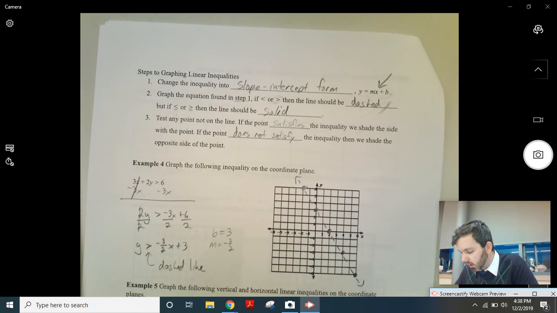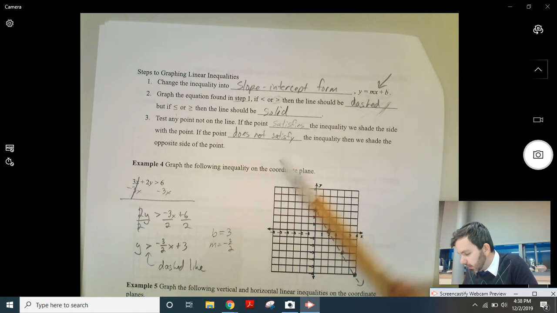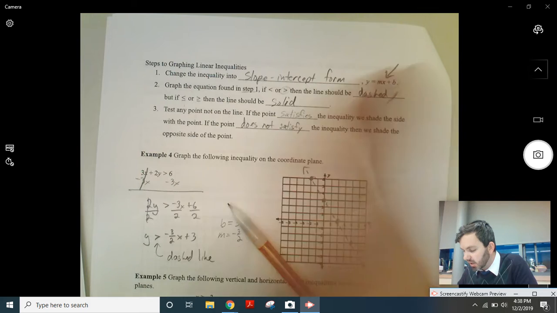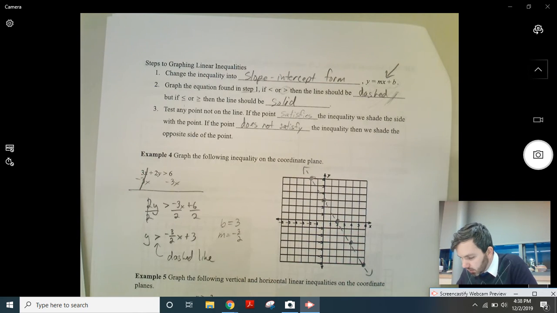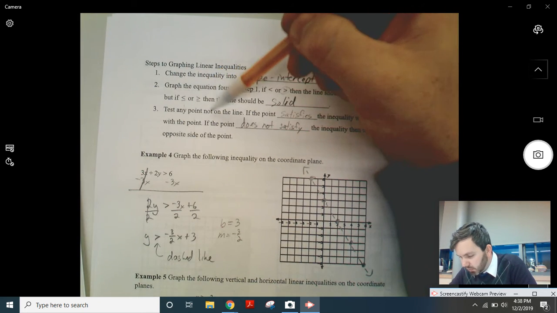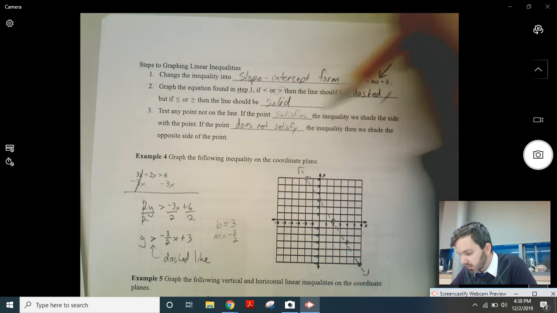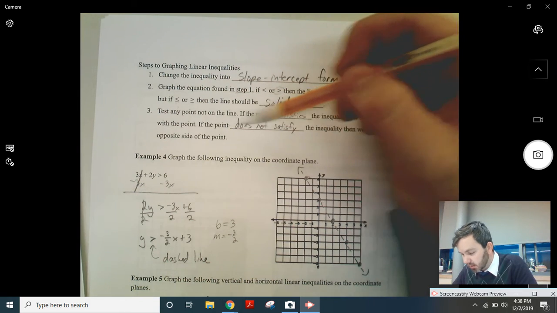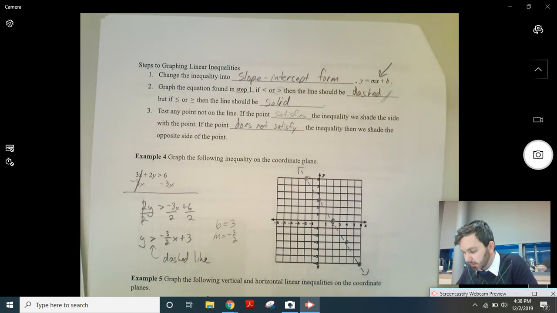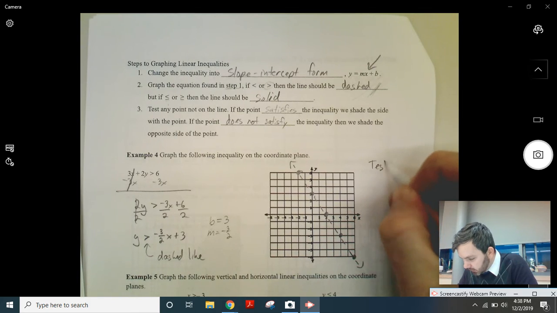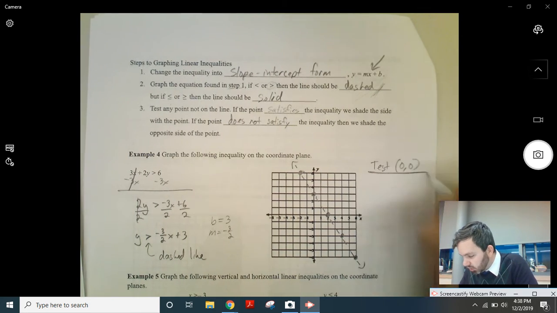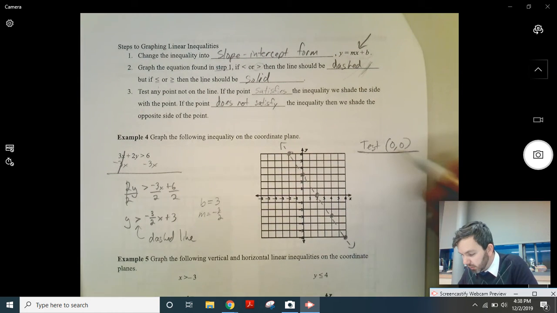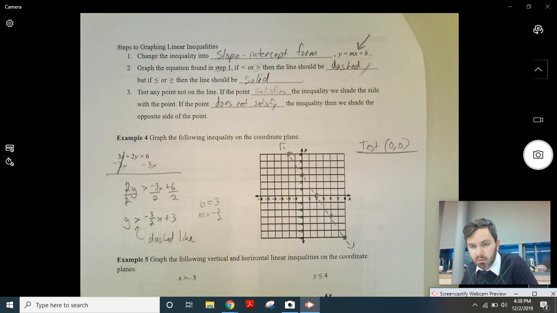But because this is an inequality, we're either going to be on this kind of upper side of the inequality or down here. We're going to be shading one side or the other. So we need to test any point not on the line. If the point satisfies the inequality, we shade the side with that point. If the point does not satisfy the inequality, then we shade the opposite. So we're going to test 0, 0. And I'm going to encourage you guys always test 0, 0 because it almost always works out nicely. You can always use 0, 0 unless your line goes through the origin.